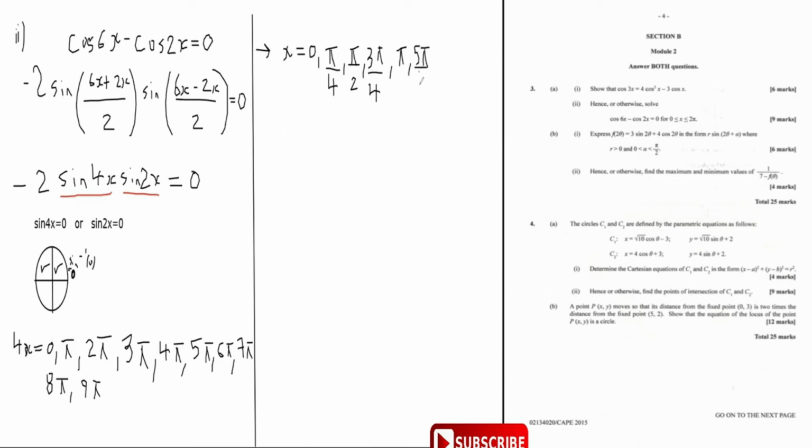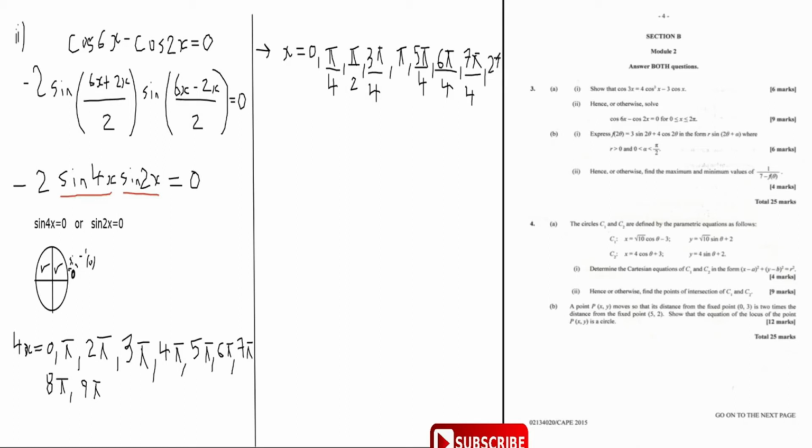Then we're going to have 6 pi over 4, which is 6 pi by 4. Let me just write it as 6 pi by 4. We can simplify it a little bit more, but write it as 3 pi by 2. Then you're going to have 7 pi by 4. And then after you have 7 pi by 4, you're going to have 8 pi by 4, which is 2 pi. But we can stop right here.